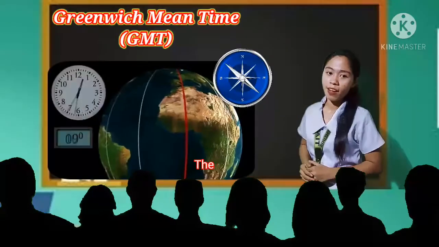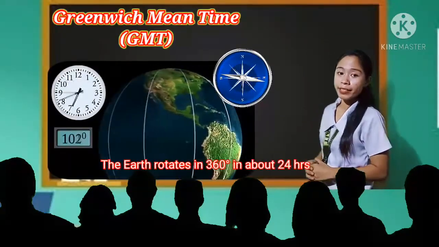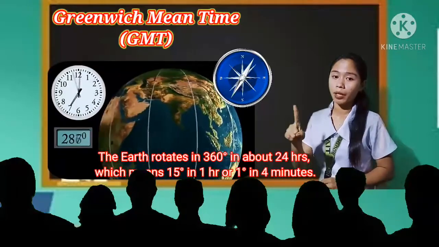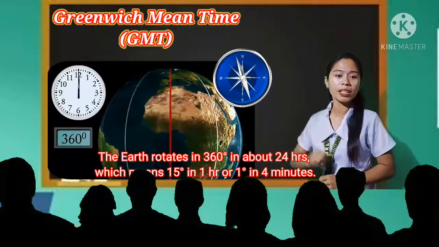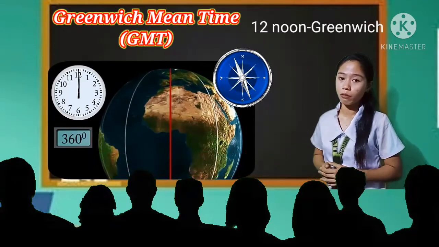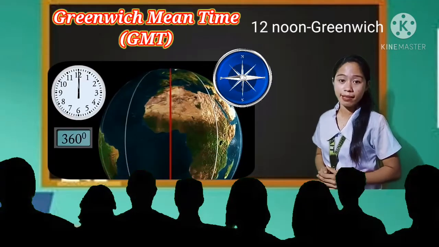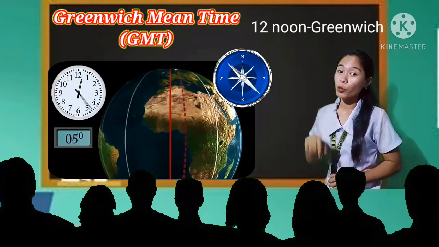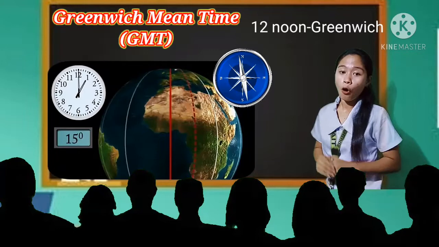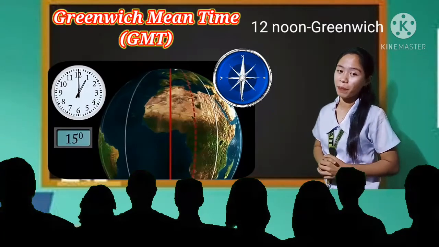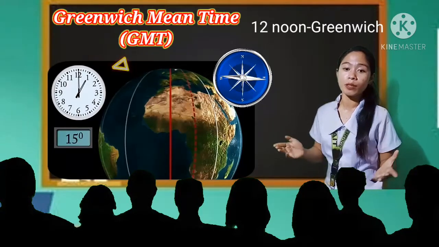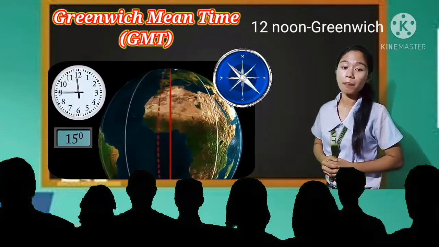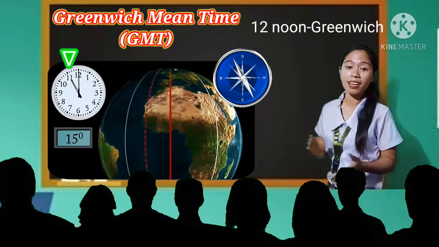For example, class, as the Earth rotates 360 degrees in about 24 hours, which means 15 degrees in 1 hour, or 1 degree in 4 minutes. When it is 12 noon at Greenwich, the time at 15 degrees east of Greenwich will be 15 times 4 equals 60 minutes, so 1 hour ahead of Greenwich time, or plus 1, which means it is 1 p.m. But at 15 degrees west of Greenwich, the time will be behind GMT by 1 hour, or minus 1. It will be 11 a.m.